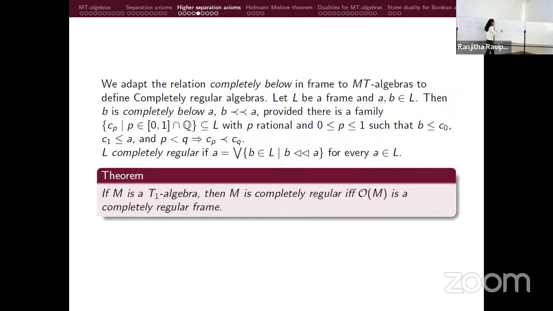So I simply made a family of arbitrary elements into a family of open elements. It satisfies all the conditions, but instead of A0, A1, AP, AQ, I have open elements: box of A0, box of A1, box of AP, box of AQ. So I can conclude C is well inside D. I just changed the collection, using the same one, into an open collection. So once both conditions agree on opens, I can conclude that if I have a T1 algebra, M is completely regular if and only if opens of M is a completely regular frame.